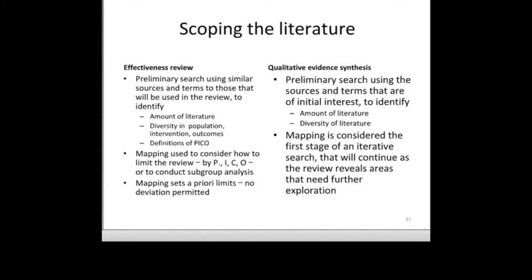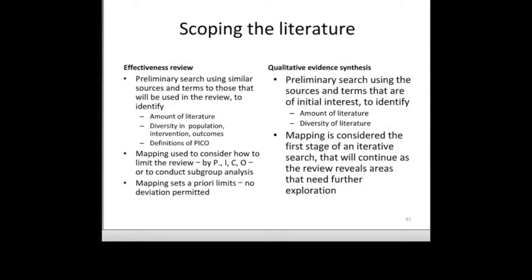And the thing with effectiveness reviews then is that they don't deviate anymore once these criteria or elements of population, intervention, and outcome are defined. So they stick to the same definitions of these concepts throughout screening the articles. Qualitative evidence on the other side actually uses the scoping literature already as a starting point to start analyzing data, and then the information from the scoping review becomes part of the key papers that are extracted.